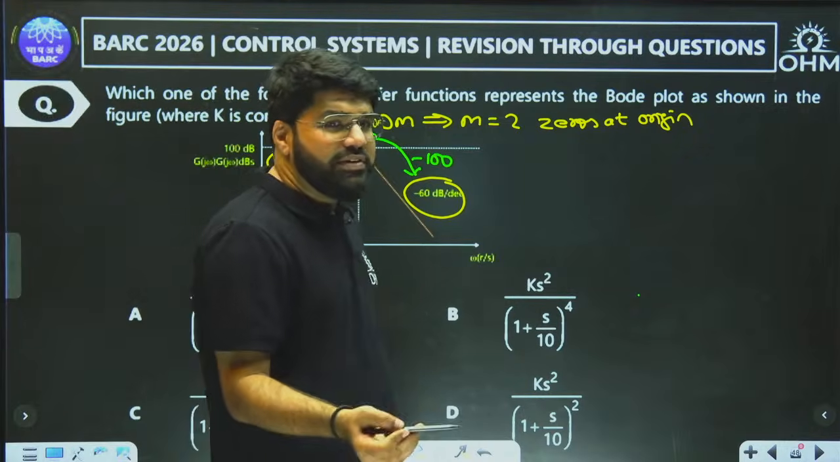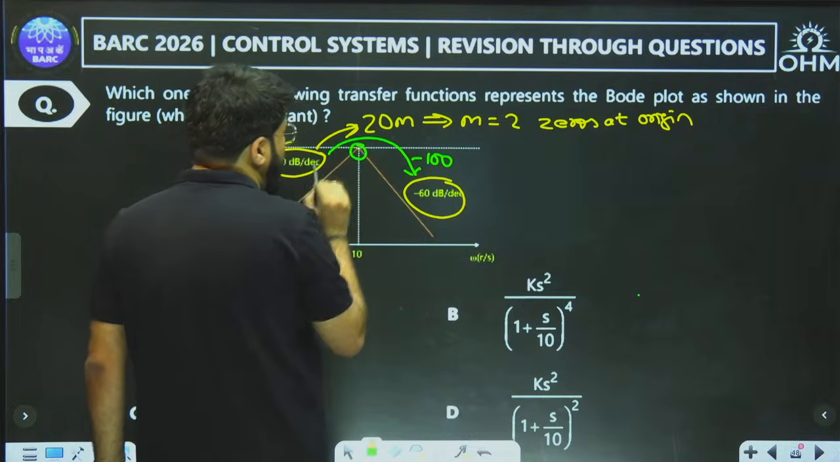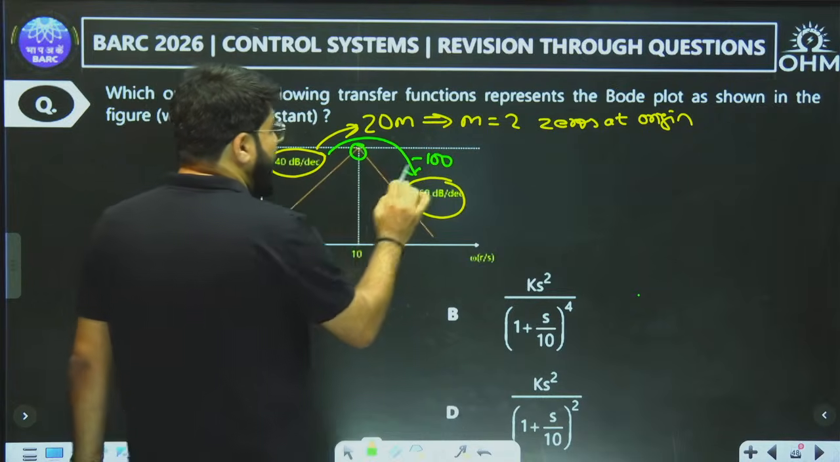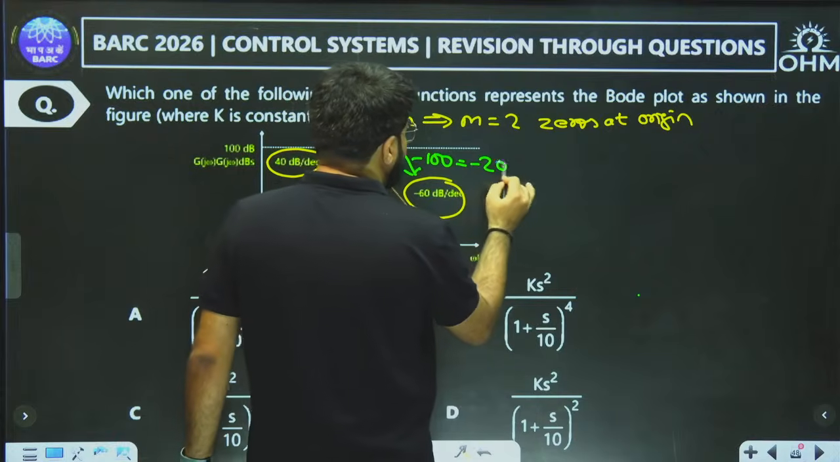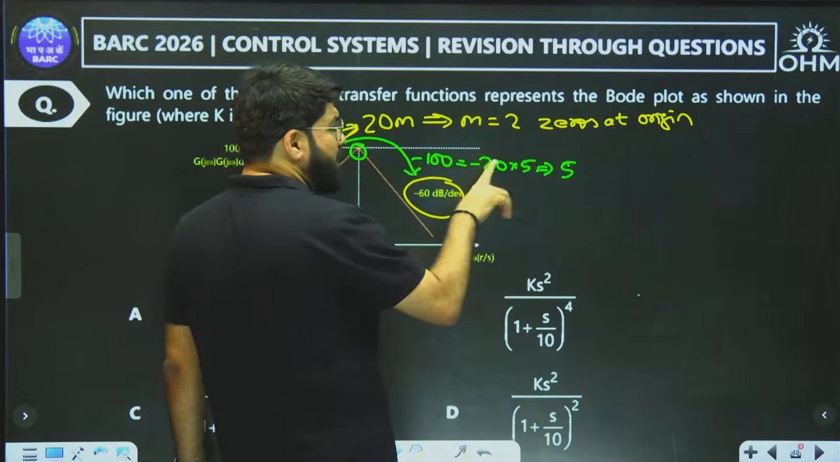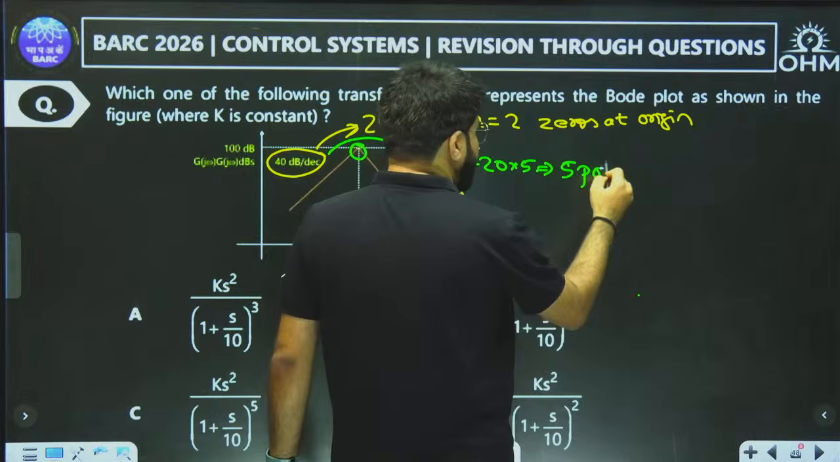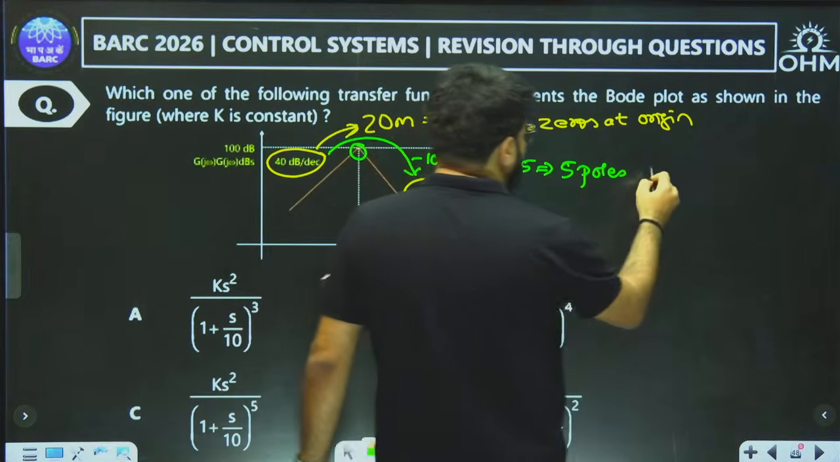Okay, then we will see whether this is a pole or zero. First of all, the change in slope is negative. So that means this is a pole point, the corner frequency due to a pole, and minus 100 means minus 20 times 5. A single pole at a location changes the slope by minus 20, so if the slope changes by minus 20 into 5, that means 5 poles at the corner frequency.